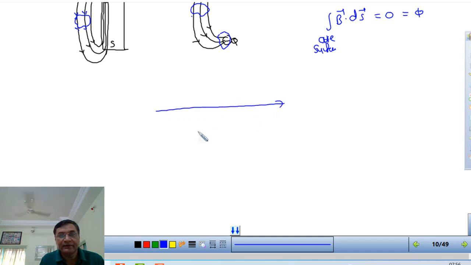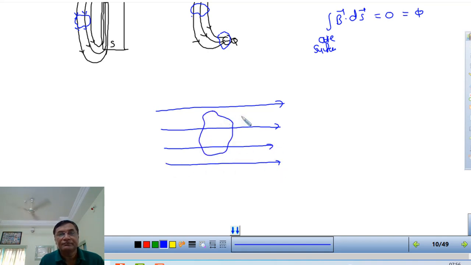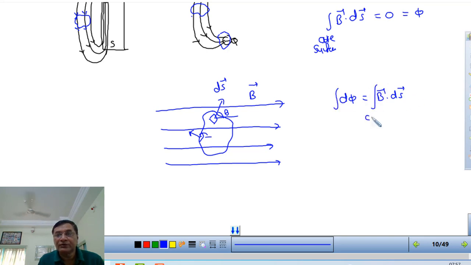Suppose I have a magnetic field like this. Suppose this is the magnetic field, and we consider one surface. This is the magnetic field B, and this is the surface, and we take a surface element ds. This is the angle between B and ds. So we can find the flux. So d phi is equal to B dot ds. Here theta is less than 90, so it is greater than 0. But if you take the surface on this side, then ds is in this direction, so the angle is more than 90. So for that d phi is negative. So if we do the integration over the whole closed surface, it gives you 0.